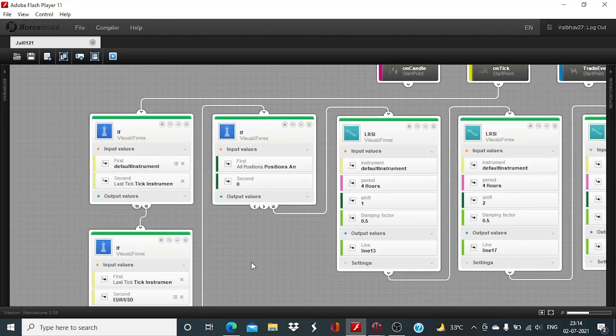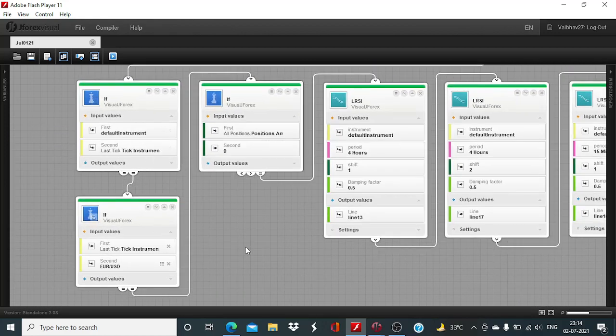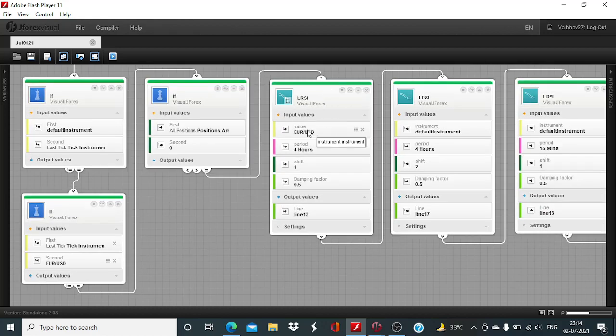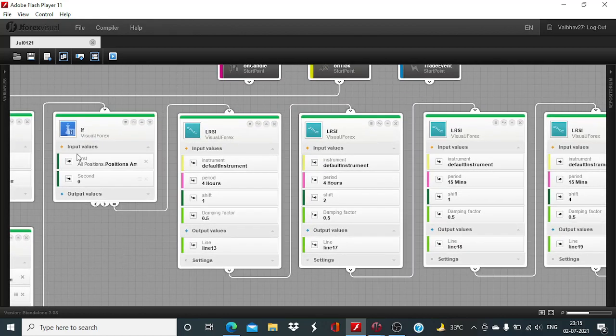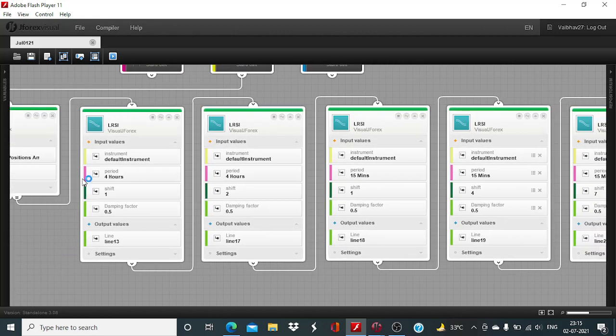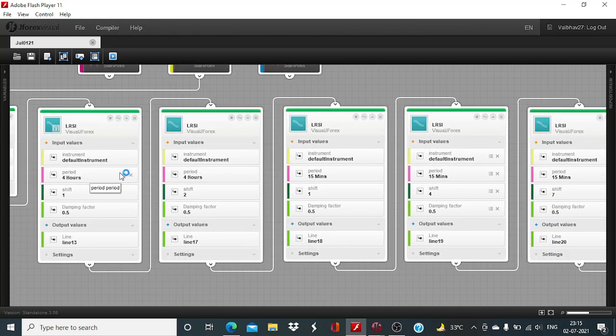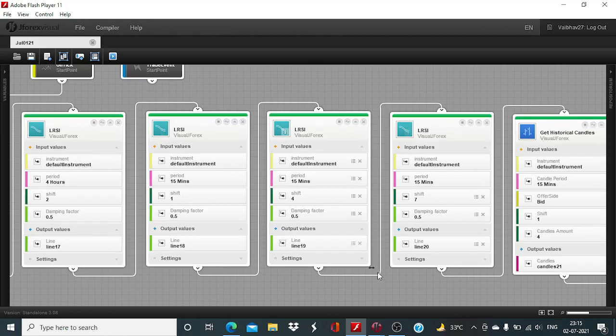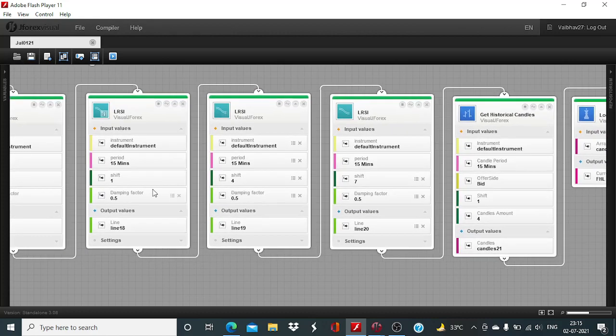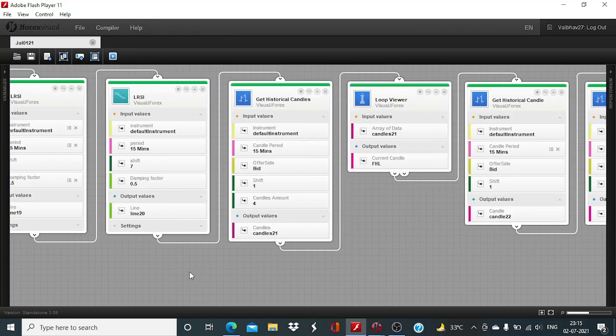The setup so far includes this instrument subscription, where the instrument of choice is EUR/USD. Afterwards, the position amount was defined at 0. Then these LRSI blocks have been added. The first two are of 4 hourly candle period, and these three are of 15 minutes each with varying look back period. First is 1, another 4, and this one is 7.